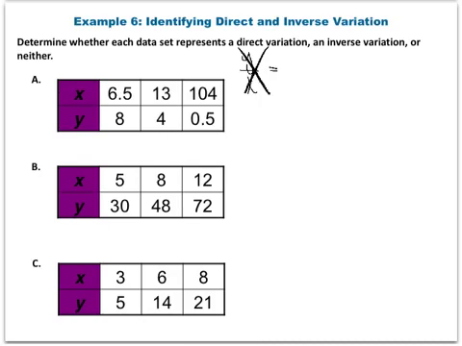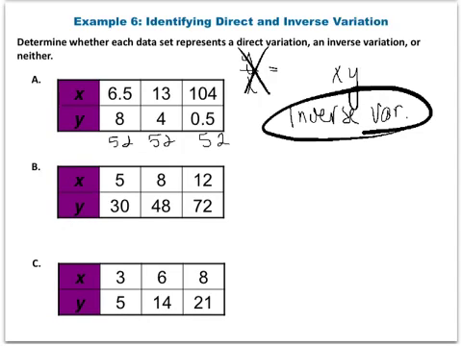Let's try x times y. 104 times 0.5 gives us 52. 13 times 4, hey, it's 52. Just triple check. 6.5 times 8 is 52. So the product is constant. So this is an inverse variation because the product was constant.